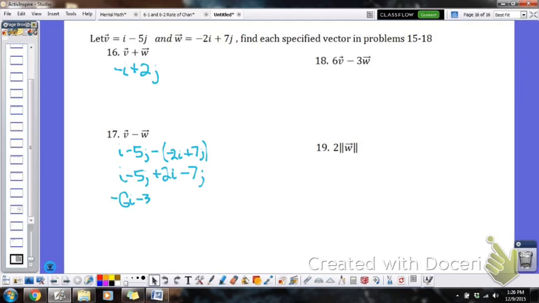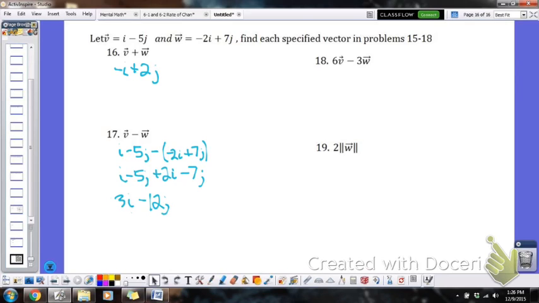Not negative 6i. It will give me an i plus a 2i, which is 3i, then negative 5j, negative 7j, which is negative 12j. For number 18, I'm doing 6 times vector v minus 3 times vector w.